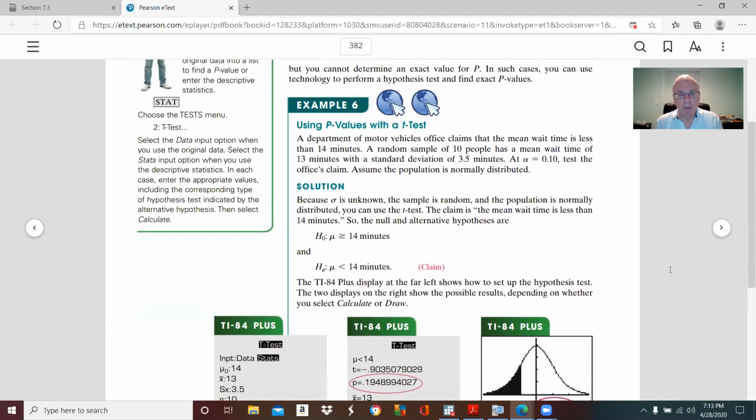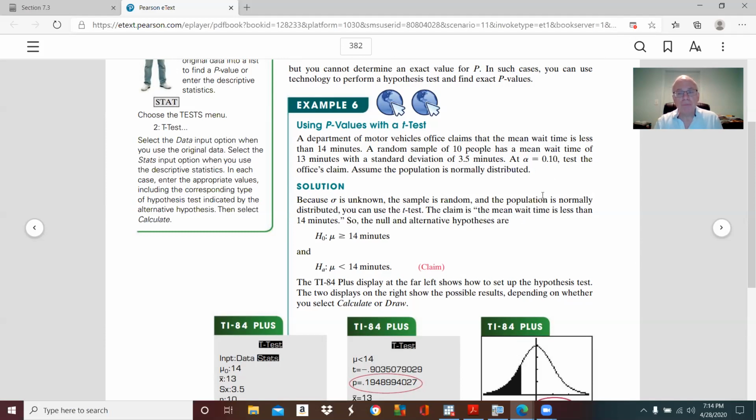So example 6 here is a good way of starting. It says a Department of Motor Vehicles office claims that the mean wait time, and this is how long the person is waiting inside the office before they're being helped, is less than 14 minutes. A random sample of 10 people has a mean wait time of 13 minutes with a standard deviation of 3.5 minutes. At alpha equal to 0.10, test the office's claim.